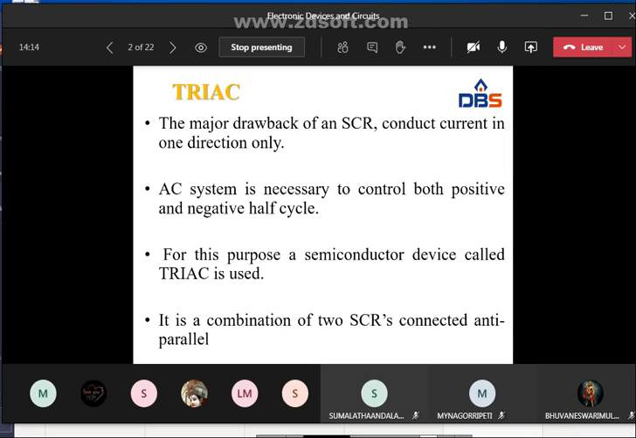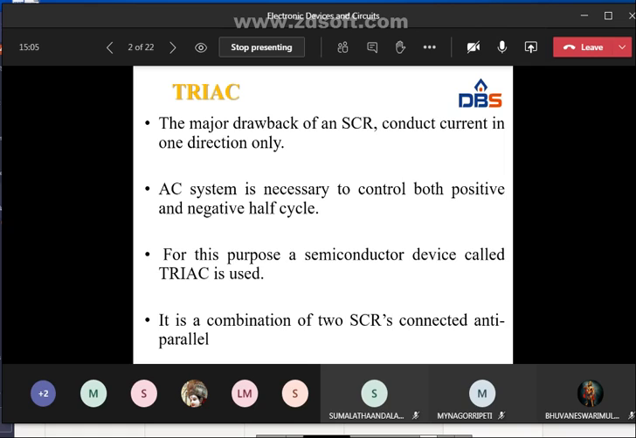So TRIAC is a 3-terminal AC switch. It is different from the silicon controlled rectifiers. An SCR conducts in only one direction, but the TRIAC can conduct in both directions. Whether the applied gate signal is positive or negative, the TRIAC will conduct. So this device can be used for AC systems as a switch.